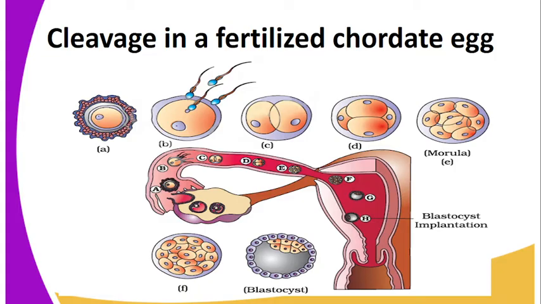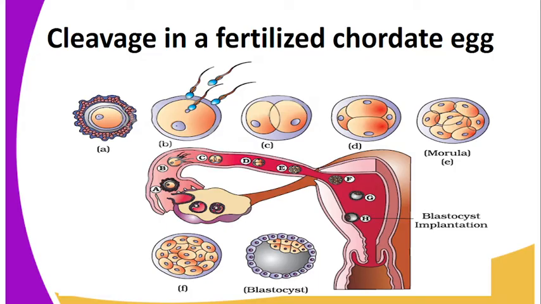So in figure C, we have the two-celled stage. The fertilized egg in B has divided mitotically to form 2 cells. And then the 2 cells divide mitotically to form 4 cells. Finally, the 4 cells divide mitotically to form 8 cells. So in the end, that one is called morula.